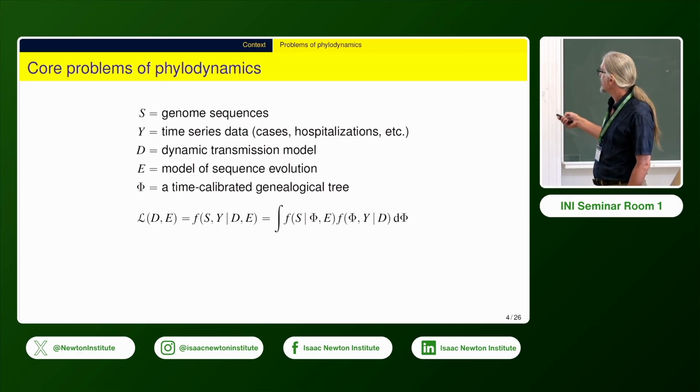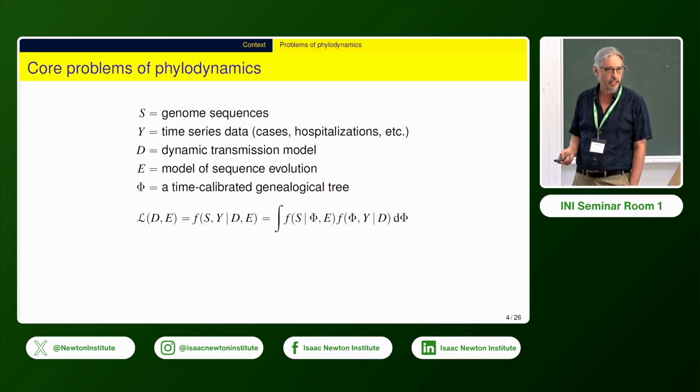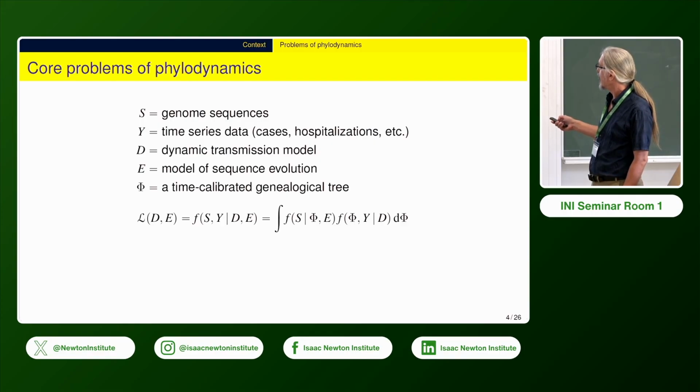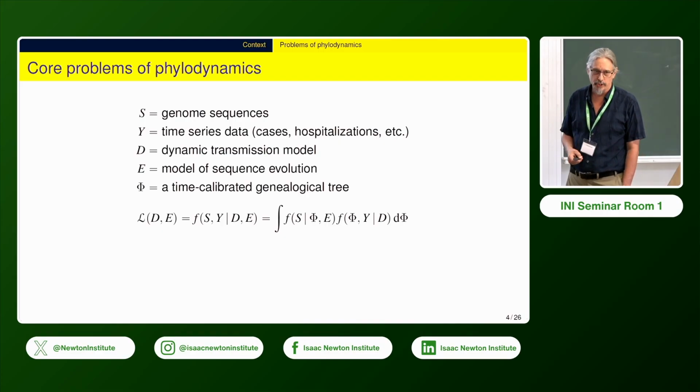And that, of course, is just the integral over all possible genealogies, all possible phylogenies, of the phylogenetic likelihood. This is the sort of thing that Felsenstein taught us how to compute, although there's a great deal of interesting development that I think could be done here. And this other piece is the likelihood of the genealogy and the other data given the transmission model. Of course, we have to integrate that over all possible genealogies in order to get the likelihood.